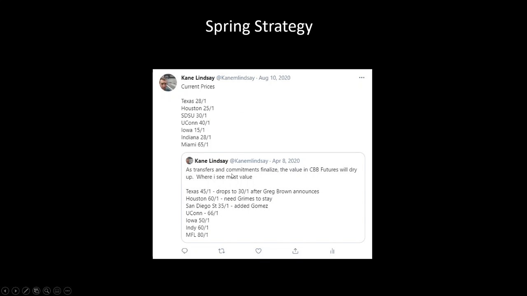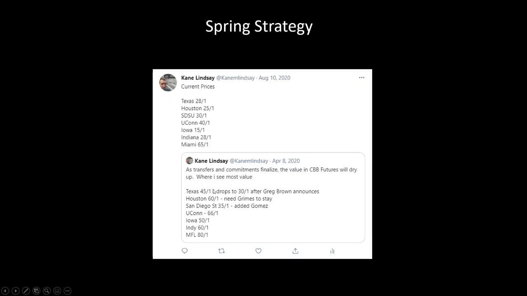So this is where I went last year, April 8th, 2020. I landed on Texas, Houston, San Diego State, UConn, Iowa, Indiana, and Miami. What I was looking for was elite mid-majors, Houston, San Diego State, and then middle of the pack conference teams or major conference teams that had paths to winning their conference. Thought Texas, with adding Greg Brown, was good value at 45 to 1.